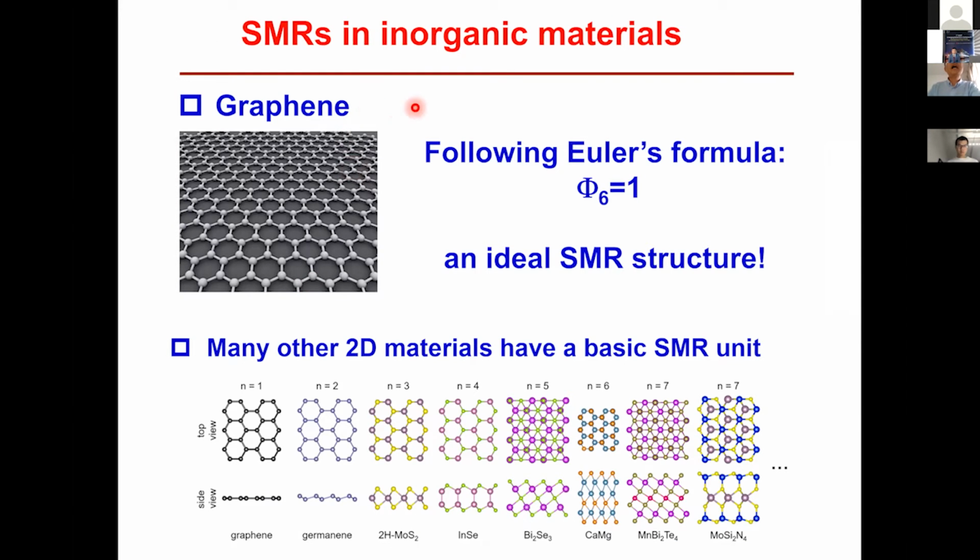Graphene is an ideal six-member ring structure which has many unique properties, as we already know. In fact, many other two-dimensional materials have a basic six-member ring unit. For example, germanium and molybdenum disulfide and bismuth selenide and even molybdenum silicon nitride, a new material we found.